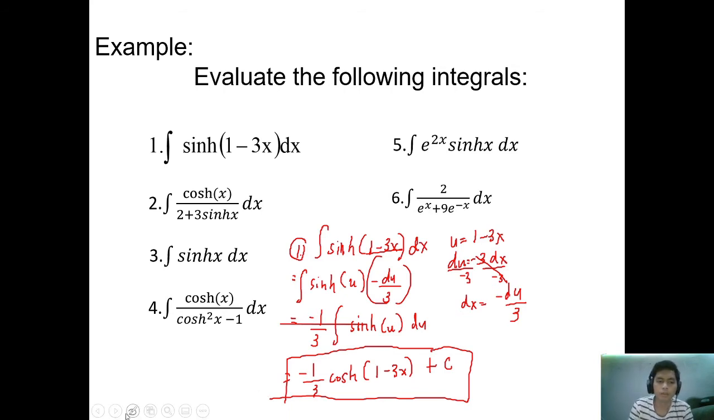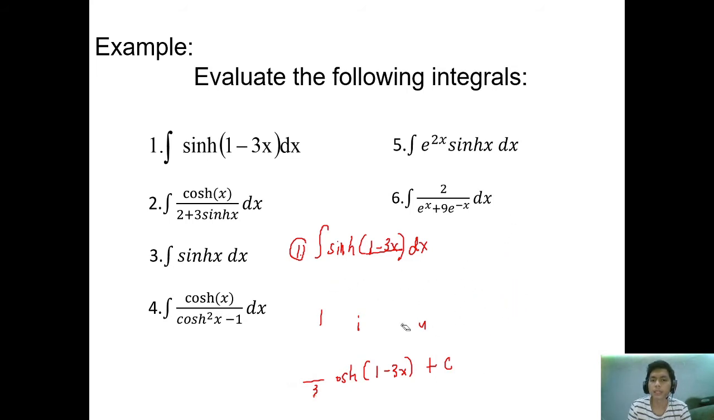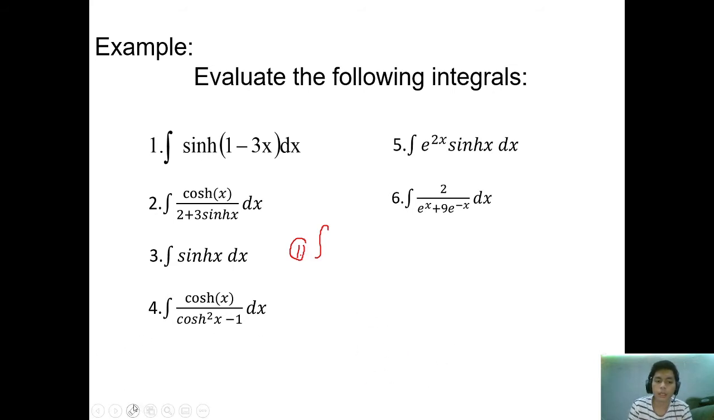How about for problem number 2? For problem number 2, let me erase this one first. Cosh x over 2 plus sinh 3x. Remember that the integral of sinh x is positive cosh x. So therefore, we can let the denominator be our u here.